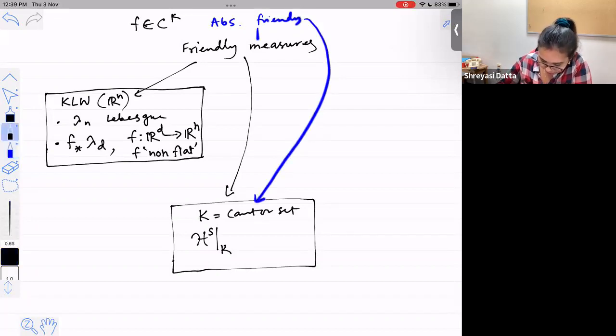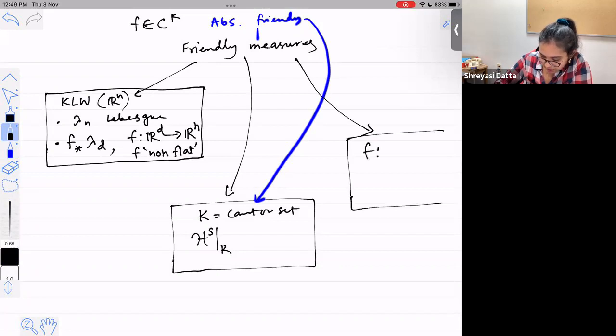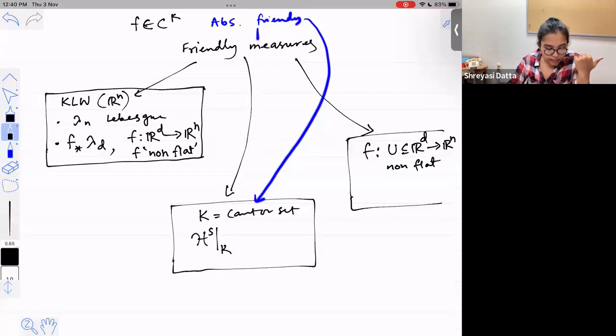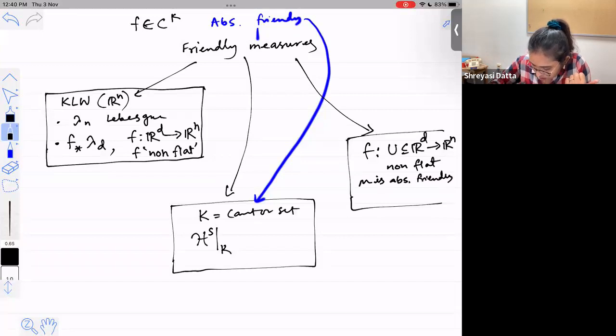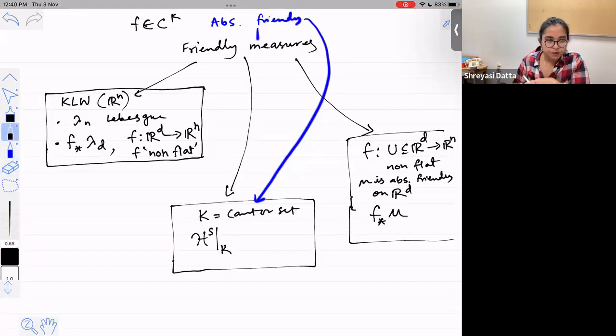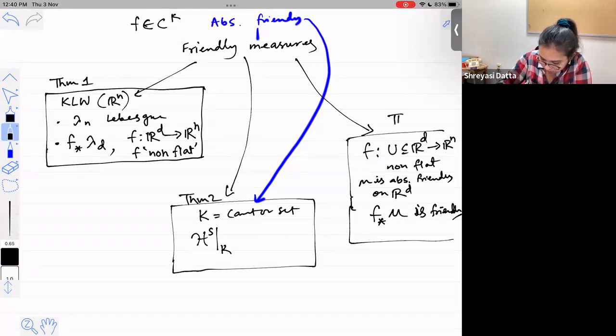And then also they showed that, now the setting is that if you take F, again same as before, a non-flat C^k function, and if you take mu, which is friendly or absolutely friendly, on R^D, and you look at F star of mu, then it has to be friendly. So if I call these theorem 1, theorem 2, theorem 3.